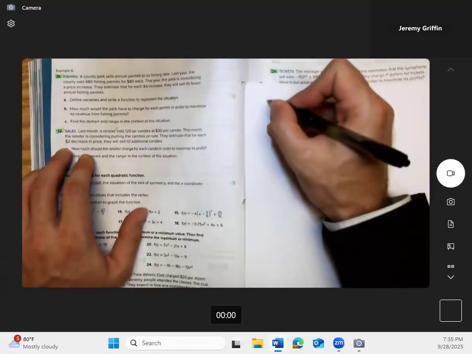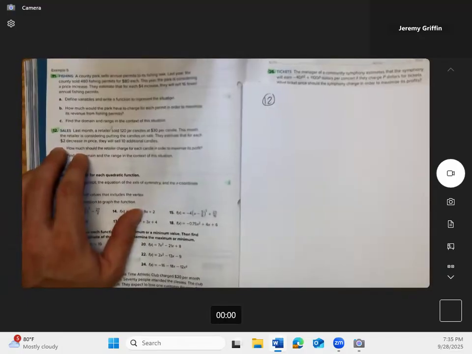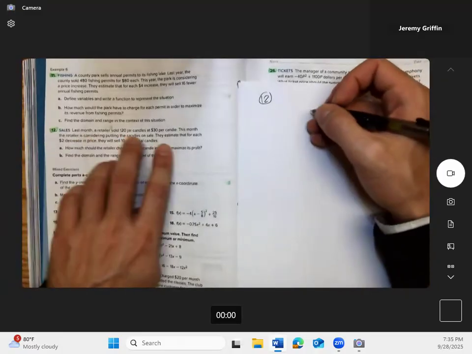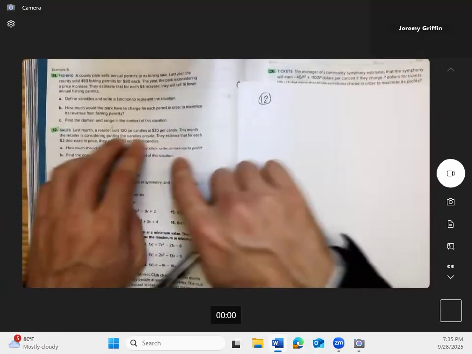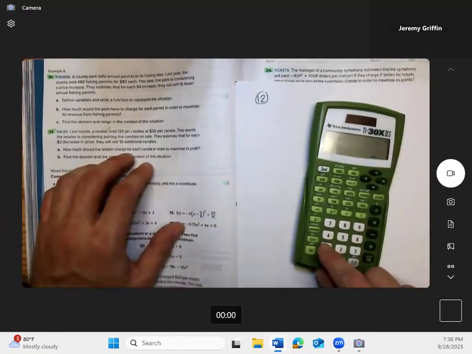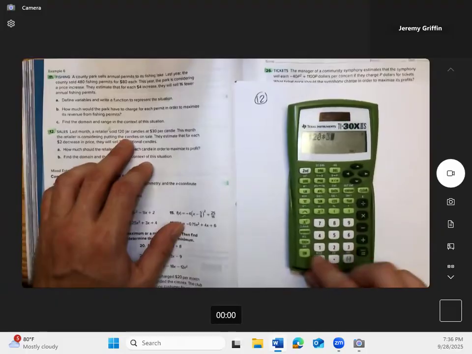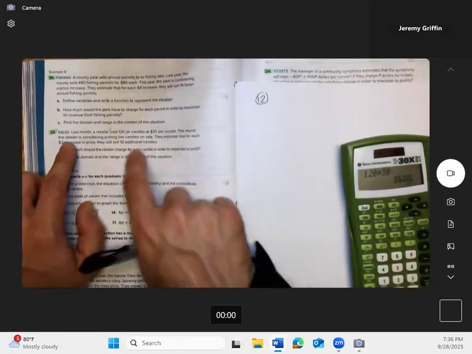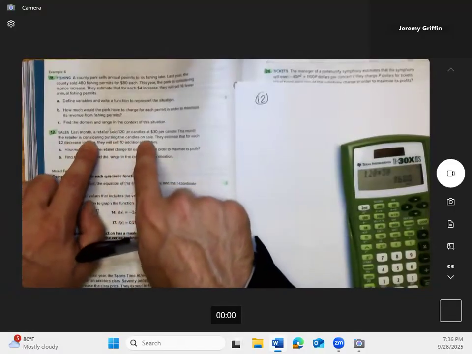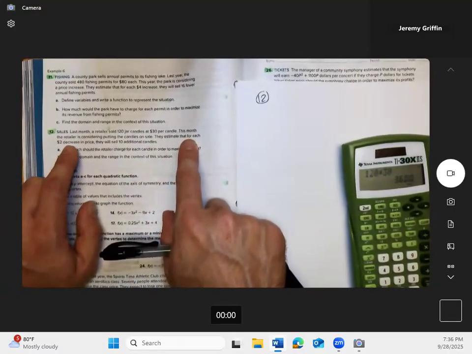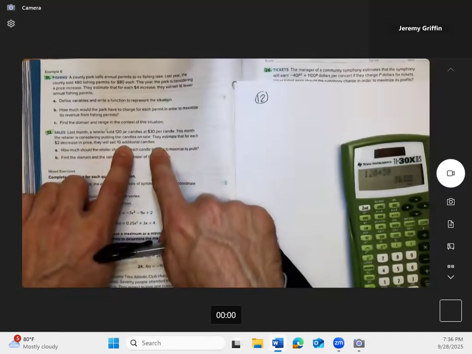Number 12, sales. Last month, the retailer sold 120 jar candles at $30 per candle. Just out of curiosity, what revenue is that? 120 candles at $30 per candle, so they're making $3,600 in revenue. This month, the retailer is considering putting the candles on sale. They estimate that for each $2 decrease in price, they will sell 10 additional candles.